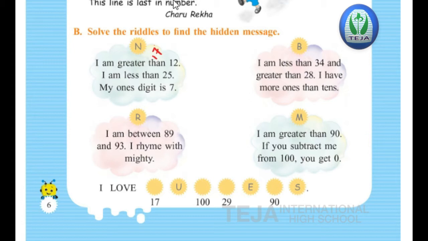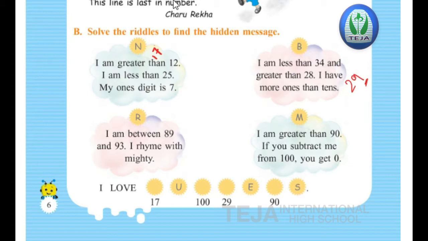So the answer is 29. 29 is greater than 28 and less than 34. And see in the ones place what is there? 9 is there. So ones place is more than tens place. So the number is 29.